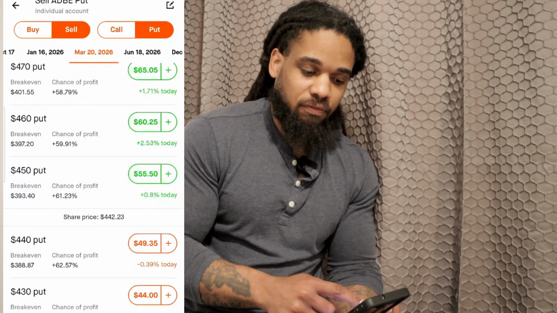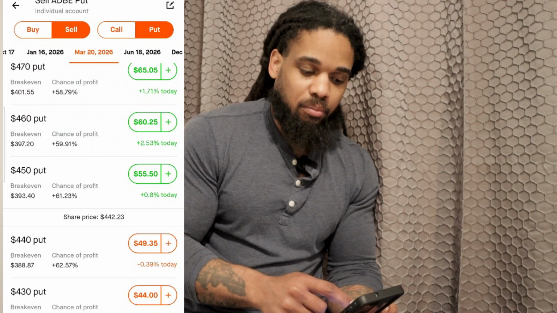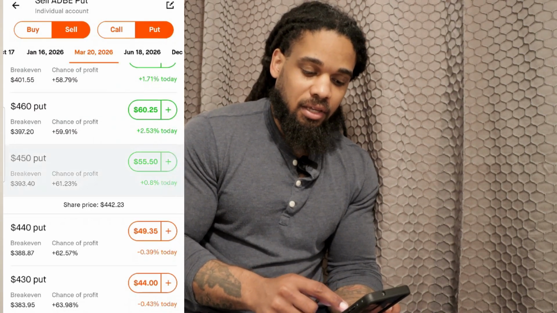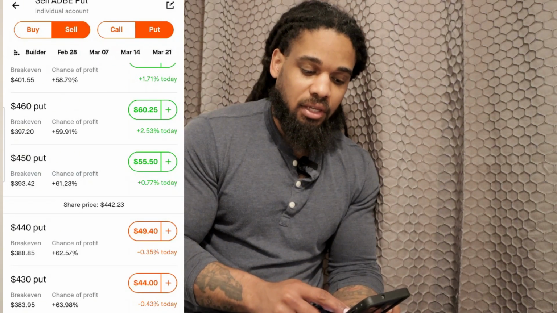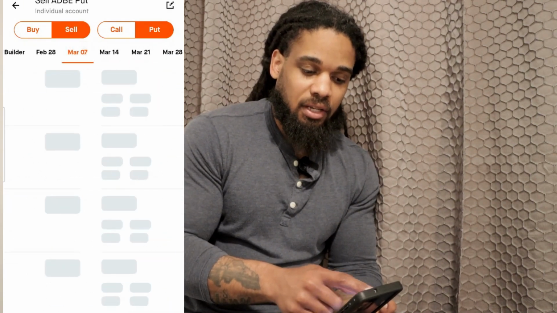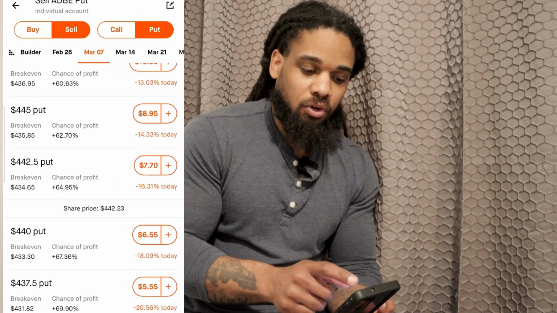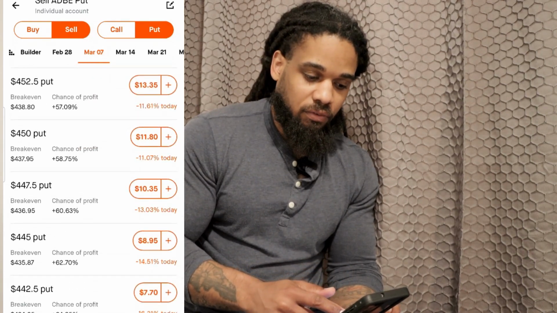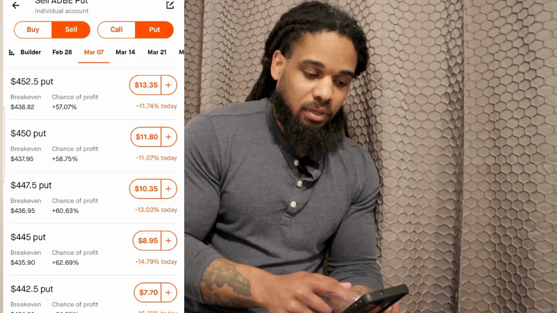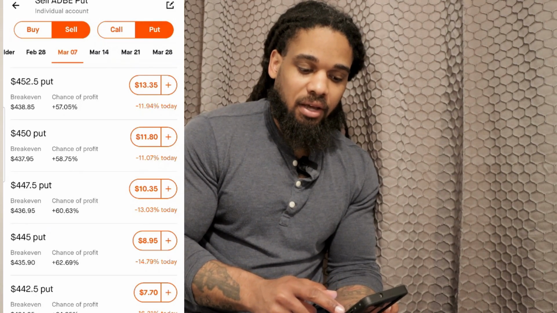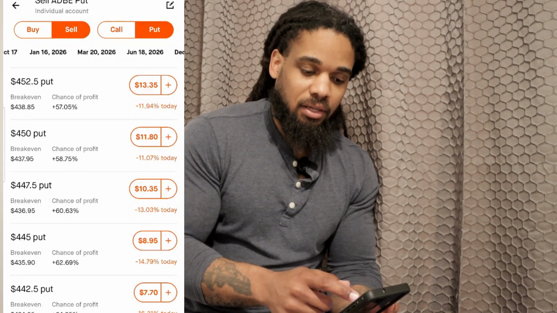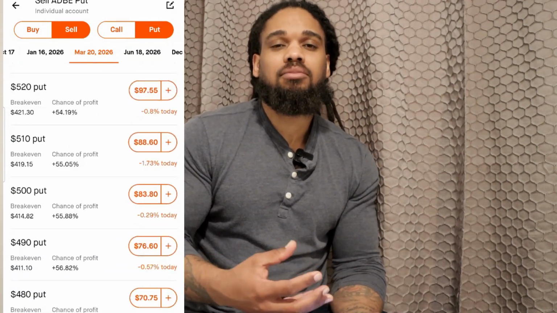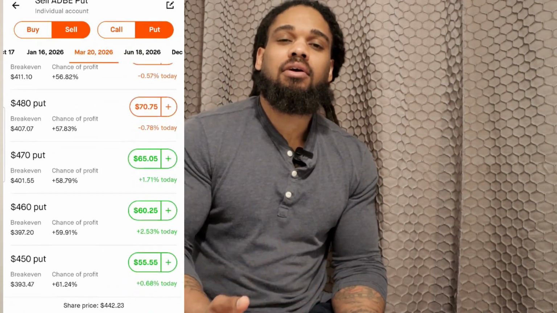As you can see here, there's a 450 put LEAP from March 20th, 2026 that is about $5,550. Now, if you go to a closer date, say this year, March 7th, the 450 put will be about $1,180. The reason it's more when it's further out is because you have more time, so you're buying more time on your contract.